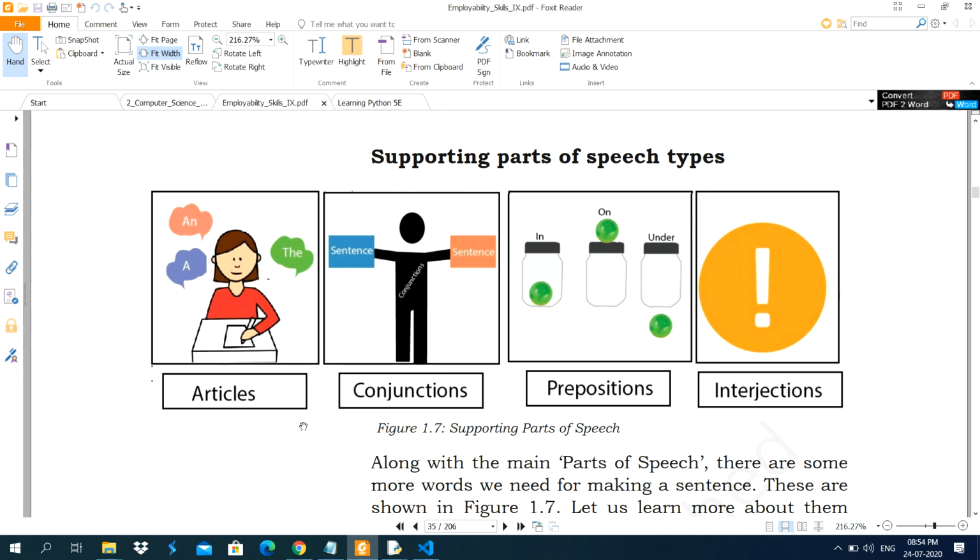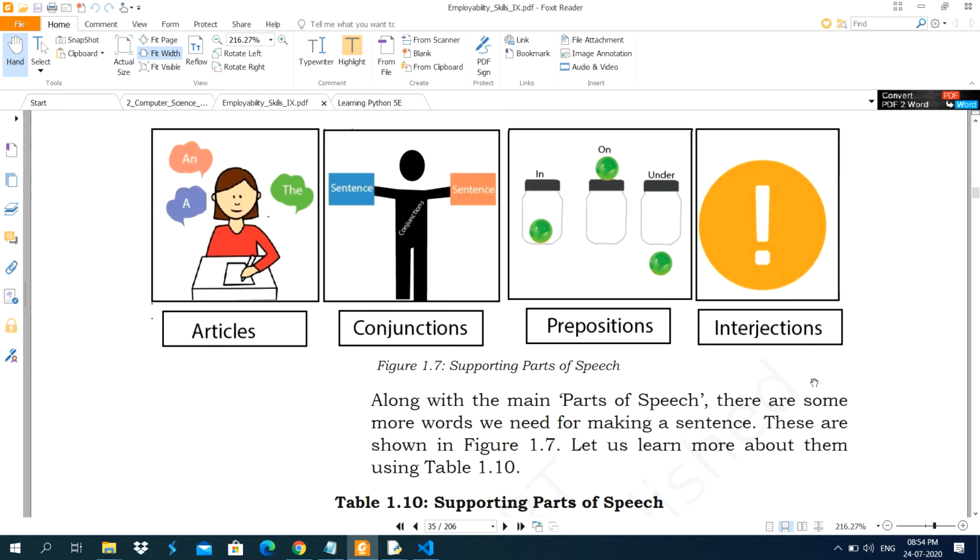But there are some supporting parts of speech. Supporting parts of speech are articles, conjunctions, prepositions, and interjections. See here, the articles are an, the, or a. Then conjunctions: sentence, conjunction, sentence. Why is the conjunction written here? Because it is joining the two sentences. Preposition: you see here a pictorial representation of position.